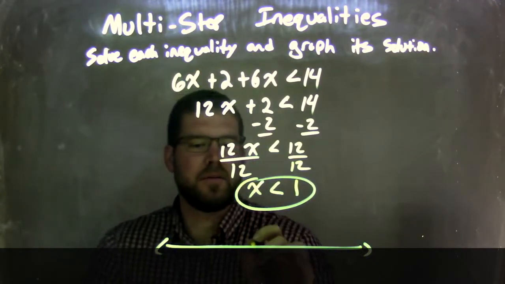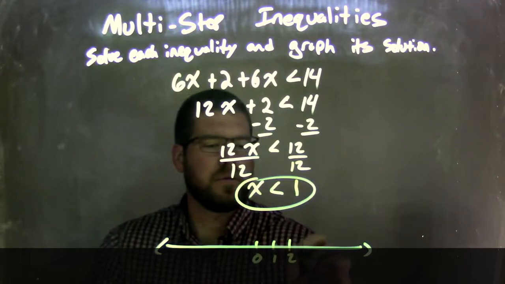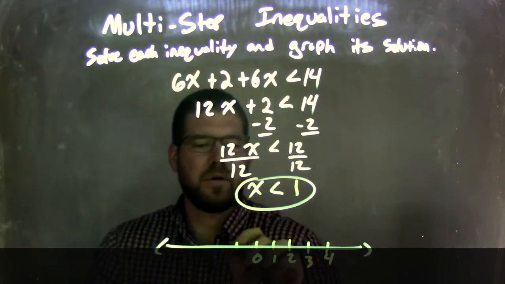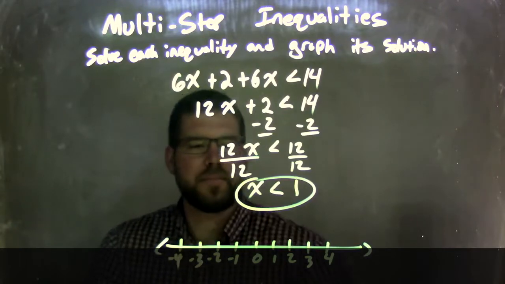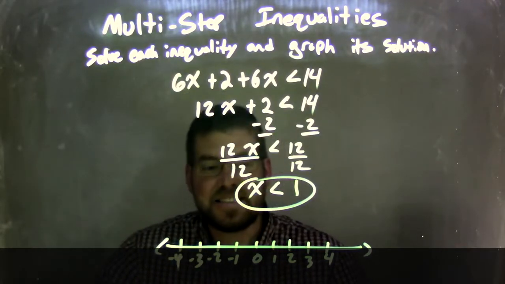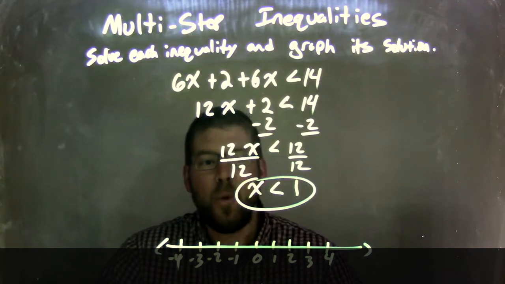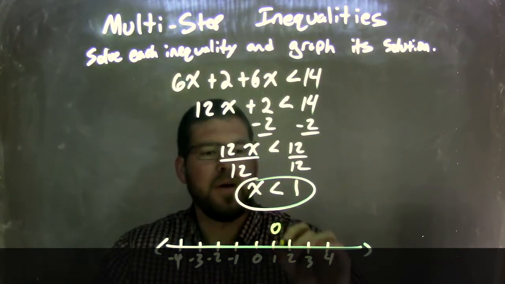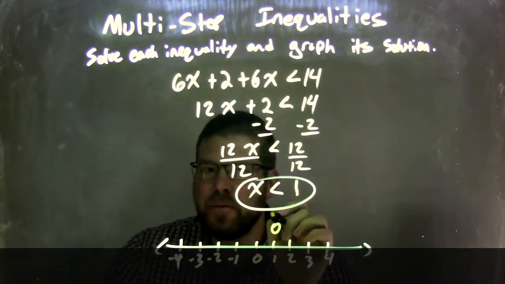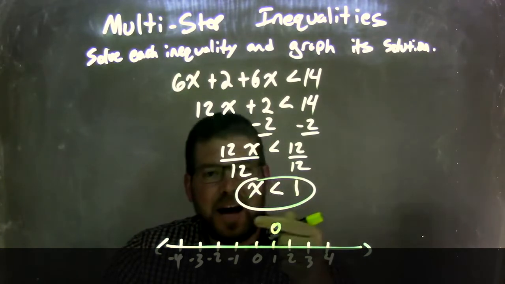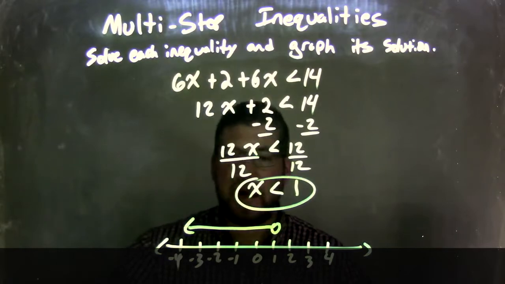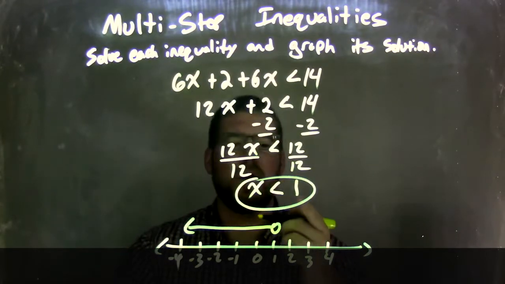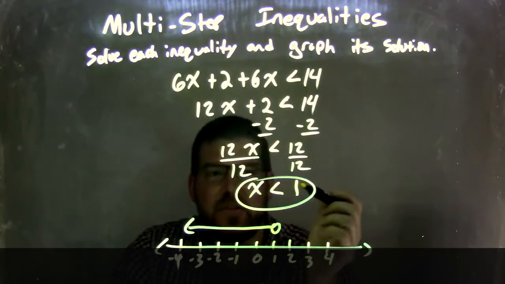Graphing it here: 4, negative 1, negative 2, negative 3, and negative 4. Okay? So if x is less than 1, I'm going to put an open circle at 1. Open circle because it's not equal to. Then I put my arrow to the left because x is less than 1. So I shade to the left there. And there we have it. We have our graph here that matches our inequality, showing that x is less than 1.